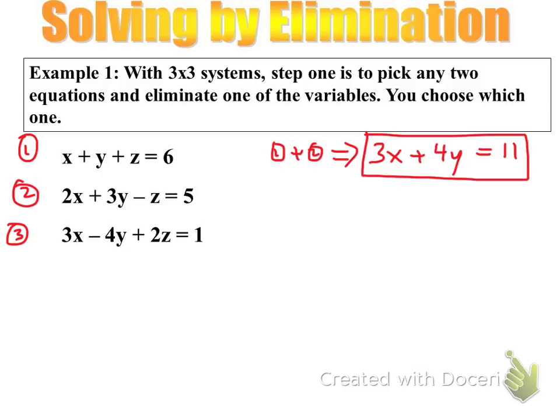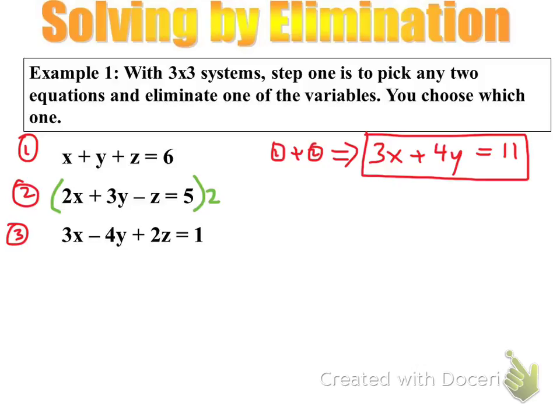Now, once you eliminate one variable, we're kind of stuck with eliminating that variable. We need to pick 2 different equations and eliminate the same variable again. All right? So let's pick which equations you want to use to eliminate z. The middle and bottom. Equation 2 and equation 3, how would we do that? Multiply equation 2 by 2.